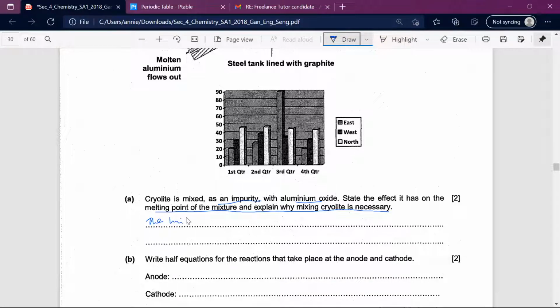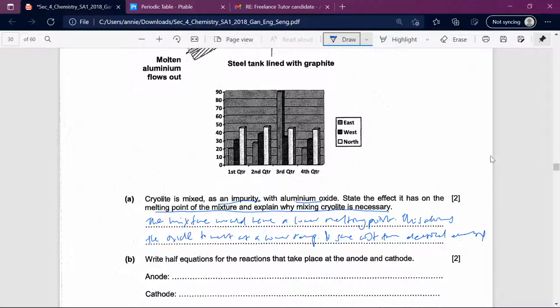The mixture would have a lower melting point, and this allows the aluminium oxide to melt at a lower temperature and save cost from electrical energy that is reduced.